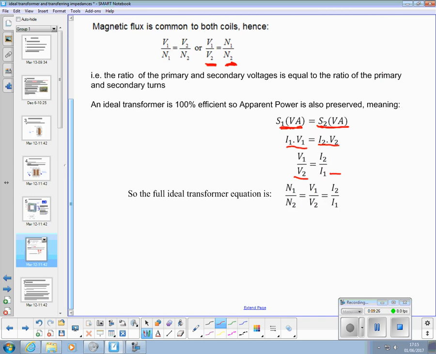So the full ideal transformer equation is there: N1 over N2, V1 over V2, I2 over I1. And we could equally, if that's convenient to us, turn all of them up the other way and use them the other way round. Everybody happy with that? I'm sure Steve went through that before anyway. And if you've done any kind of basic electrics with transformers, you'll have done the ideal transformer.